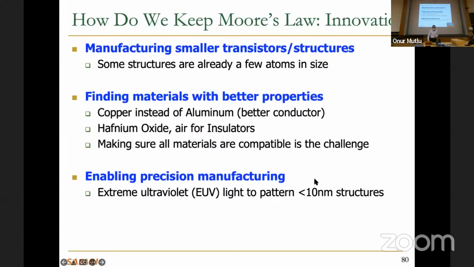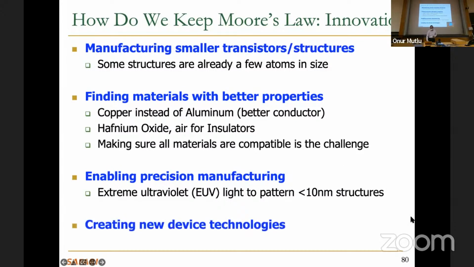So people have developed machines. Unfortunately, I don't have a picture. I should have probably shown a picture of that machine, which is amazing, I think. But maybe at the beginning of the next lecture, I will show it. You have this extreme ultraviolet light that gets patterned on silicon to really enable these structures.